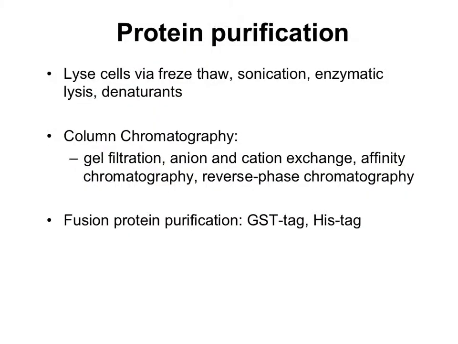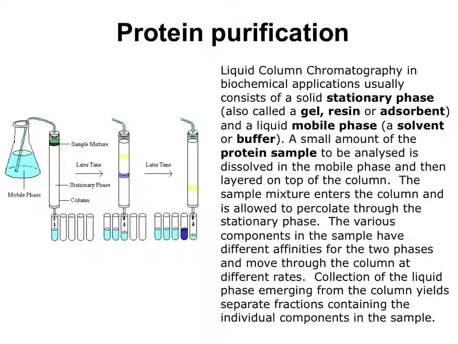So once you have the proteins generated, another thing you will need to know is protein purification. You're going to lyse cells, usually by freeze-thaw, sonication, enzymatic lysis, or denaturants. You can use column chromatography, gel filtration, anion or cation exchange, affinity chromatography, as well as reverse phase chromatography. And then you can also use fusion proteins like GST or His tag.